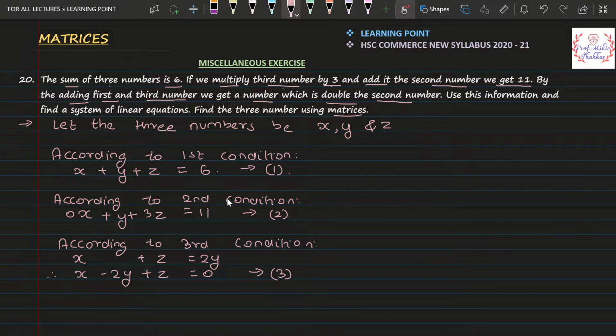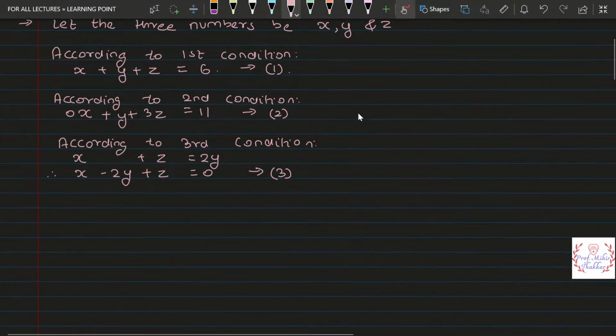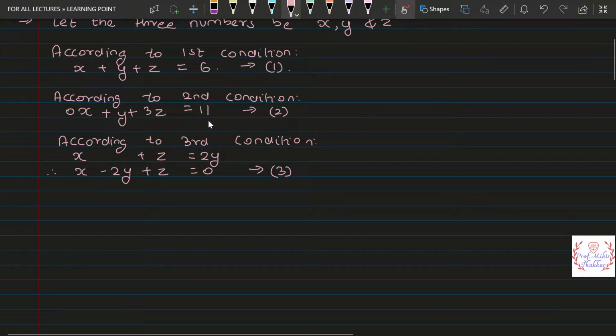Now when I solve these three equations, I will get the values of x, y, z. But the question says find the three numbers using matrices. So using matrices, guys, we are having two methods to find the values of x, y, z: inversion method and the reduction method. Over here, I will be solving it with the help of reduction method. So according to the reduction method, first step that we have to do is to express the equations as three matrices A, X and B.